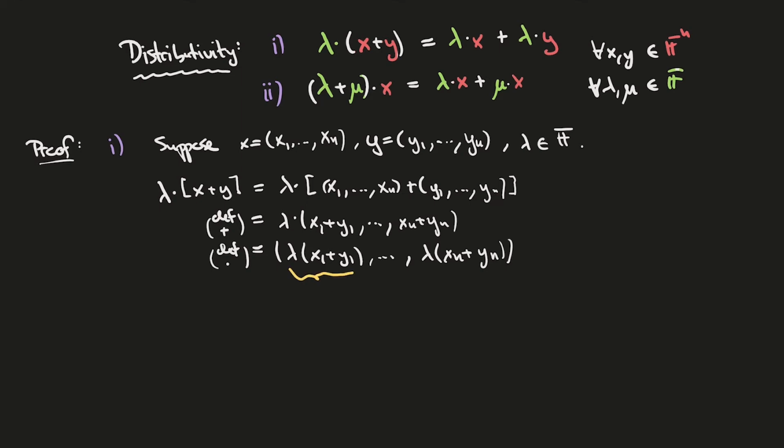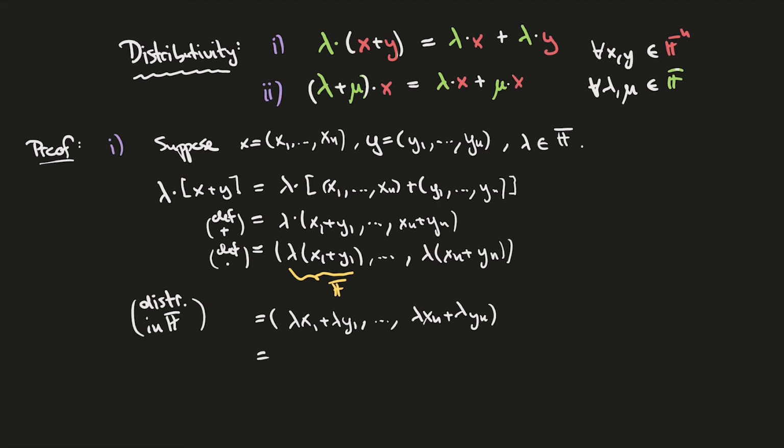Now we see that the operations in each coordinate, so the multiplication and the addition, are in fact multiplication and addition in F. And since multiplication distributes over addition in F, we can apply this rule to each coordinate to get that this is equal to (lambda x1 plus lambda y1, all the way up to lambda xn plus lambda yn). To repeat, what we used here is the distributive property in the field F.